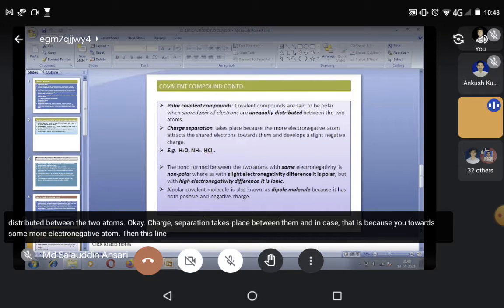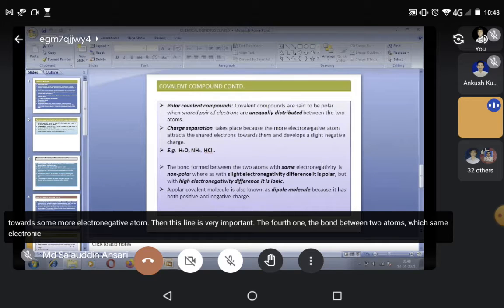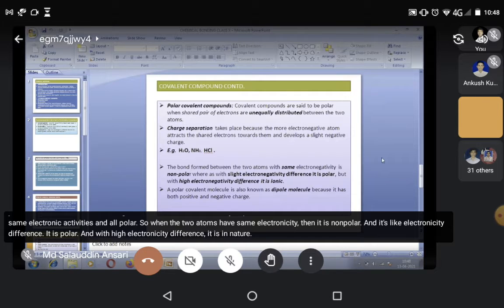Then this line is very important. The fourth one: the bond between two atoms with the same electronegativity is non-polar. So when the two atoms have the same electronegativity, it is non-polar, with slight electronegativity difference it is polar, and with high electronegativity difference it is ionic in nature. Please write it down.